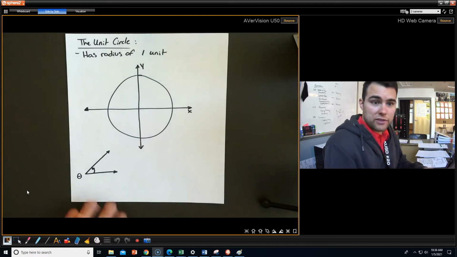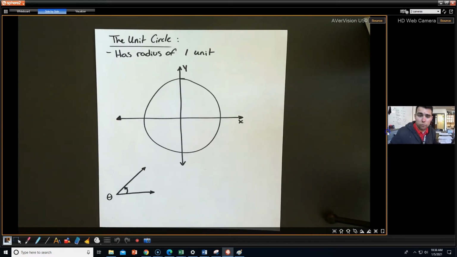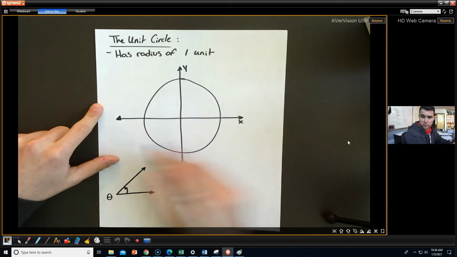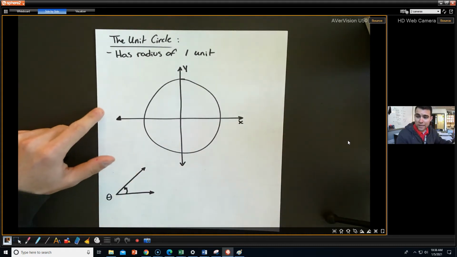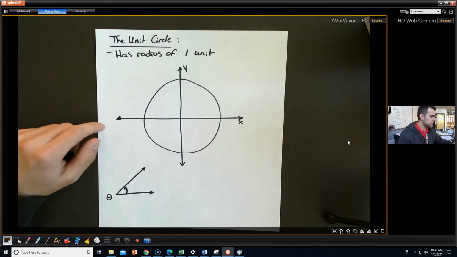So let's talk about the unit circle. Let's talk about what it is. It's kind of like a unit vector. A unit vector has a length of 1. A unit circle has a radius of 1. And since I plot this circle on this coordinate plane, we're going to try and come up with as many coordinates as we can, at least useful coordinates, okay?